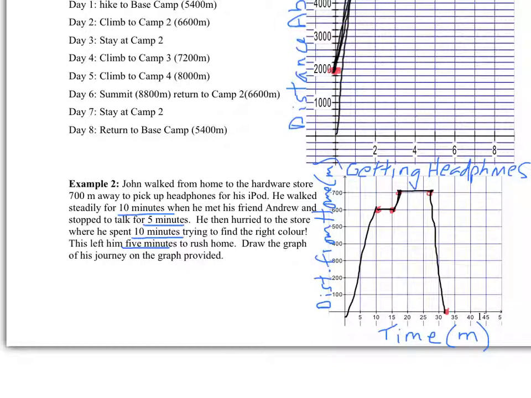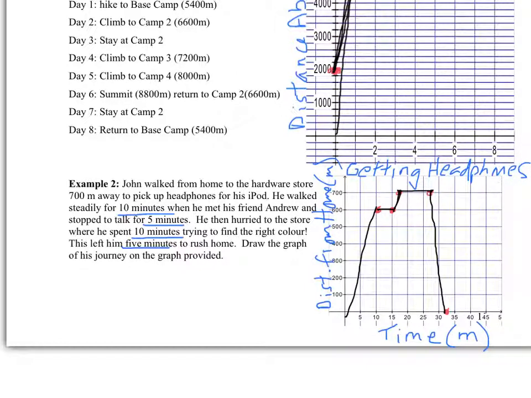But we do know that he stayed talking to his friend for 5 minutes, so we're going to get our horizontal line there. Now, for the next bit, when he rushes to the store, we should have this line be steeper than this line. Mine should be a little bit steeper if I drew it straight, but this line should be steeper than this line because he's rushing.